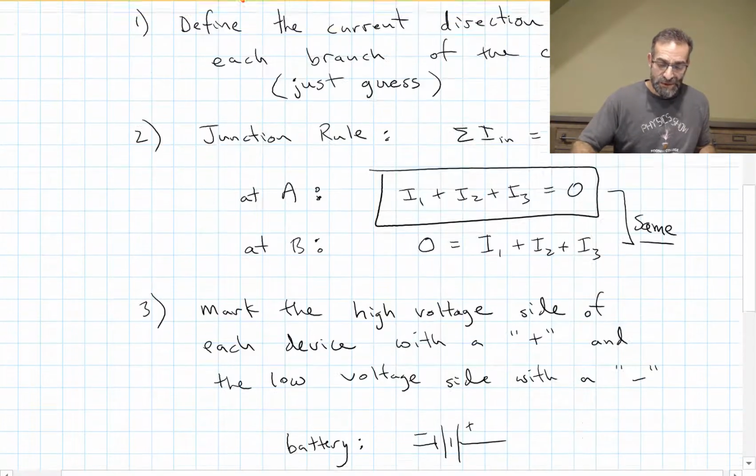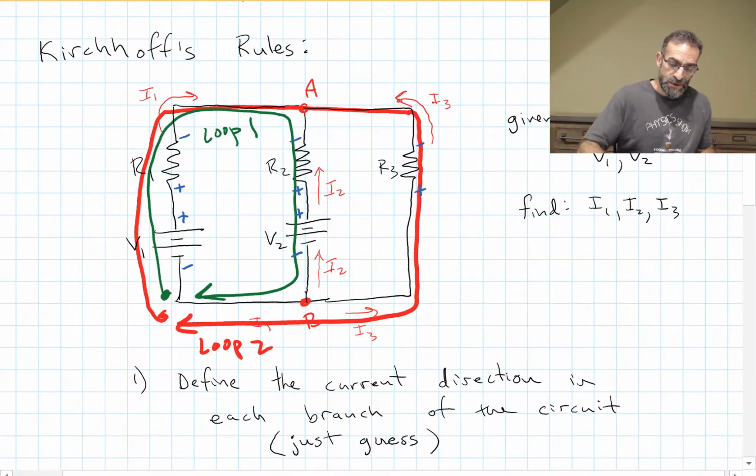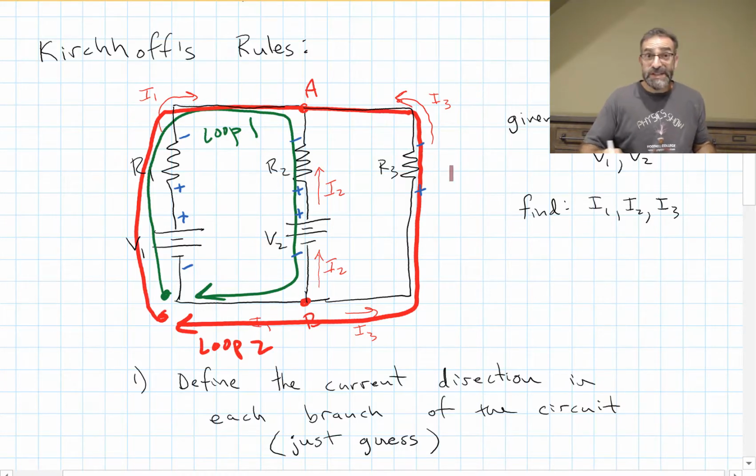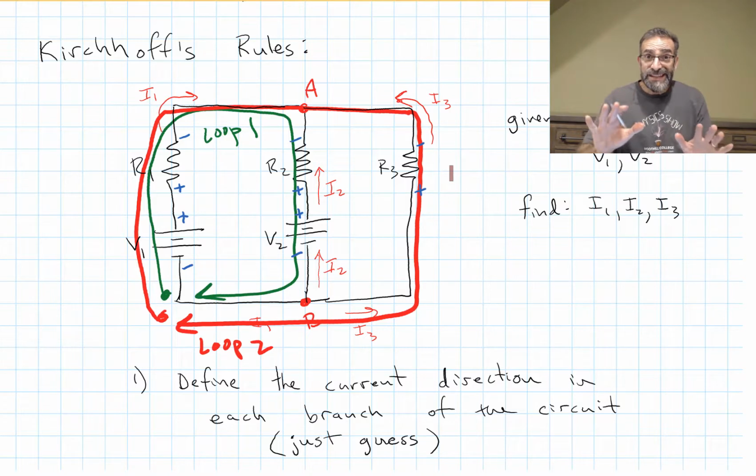So that tells me that I picked the wrong direction for I3. And I knew that when I was picking it, right? I kind of knew that this was not going to be the right direction, but I picked it anyway. So now my equation just confirmed that. By getting a negative value for my current, I know it actually goes in the opposite direction. But I can't change it yet. I've just solved for I3.